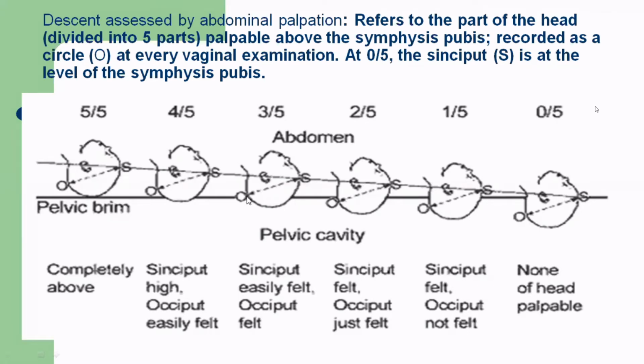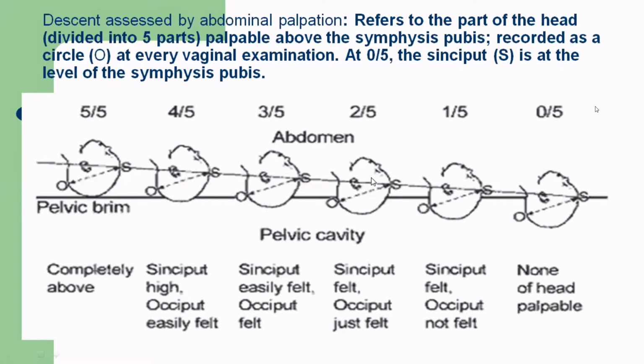So if this occiput is descending and sinciput is rising, because there is more and more flexion, and the chin is going to touch the chest. At this time sinciput is easily felt, occiput is a little bit felt because it is going towards the pelvic brim. Here you can feel both sinciput and occiput.